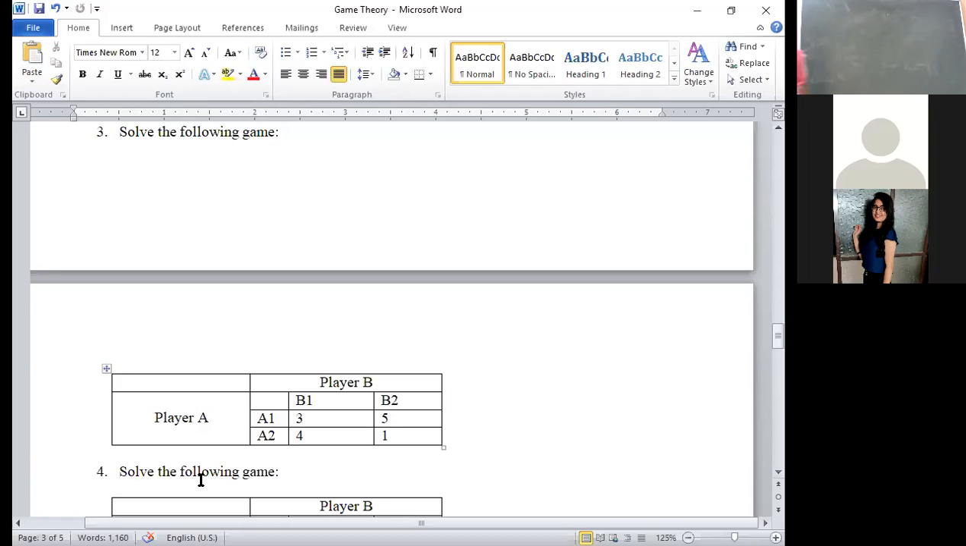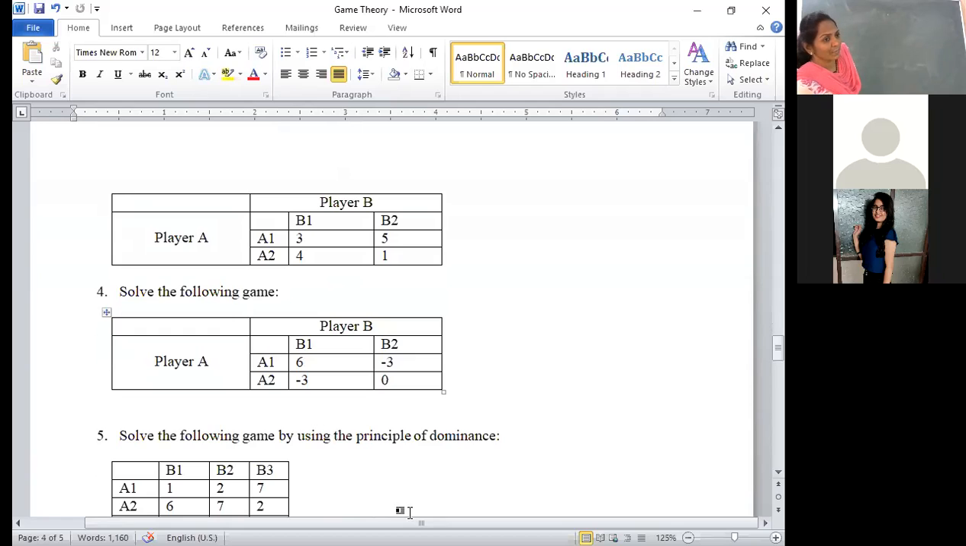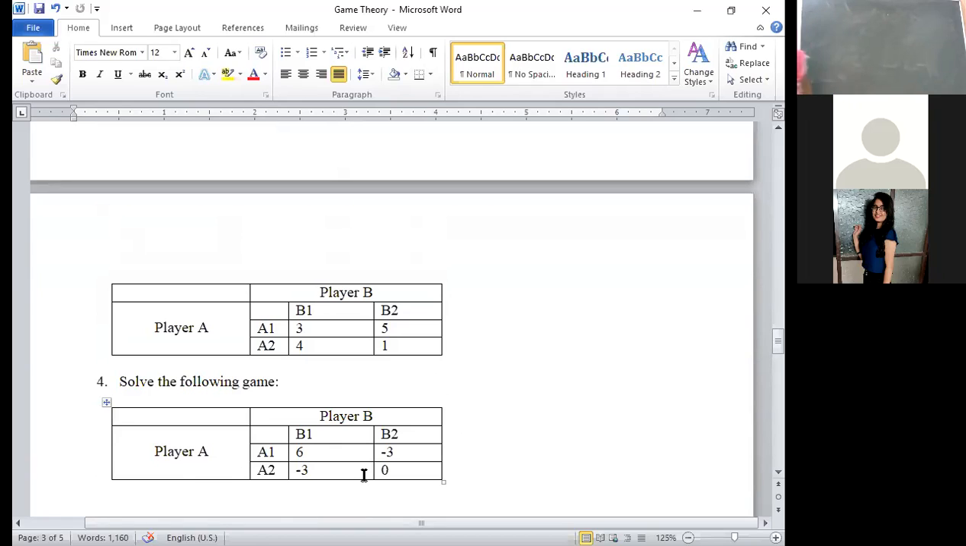You tell me. This is 2 by 2. Take this problem. A1, A2, B1, B2. 3, 4. It is a 2 by 2 game, 2 rows and 2 columns. Here, find out row minima and column maxima.